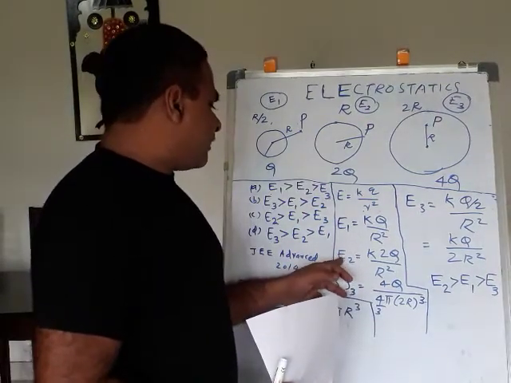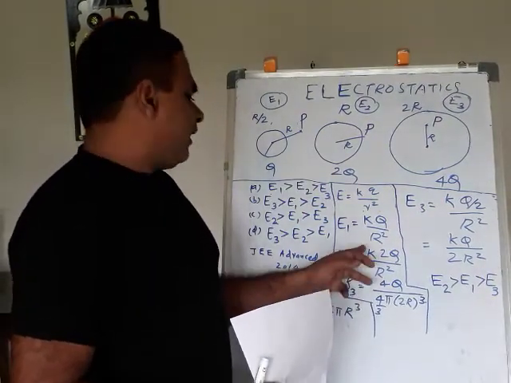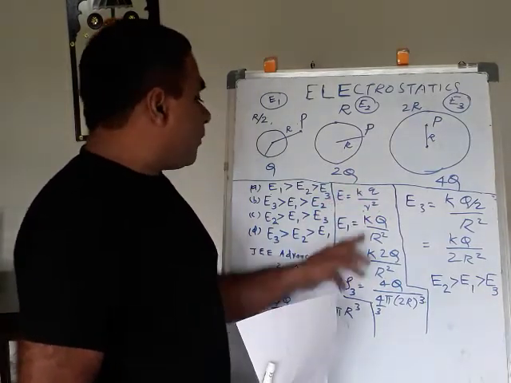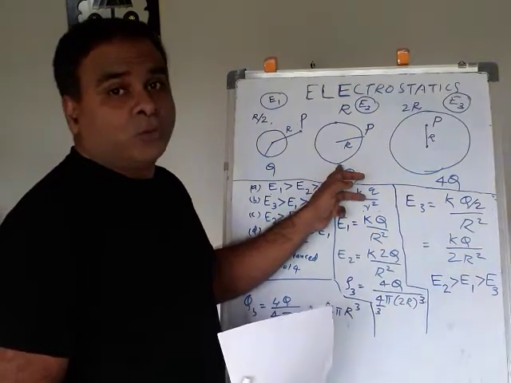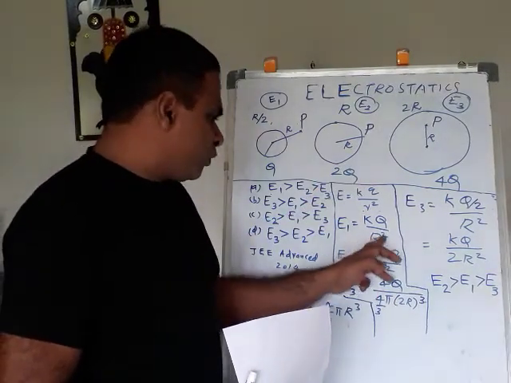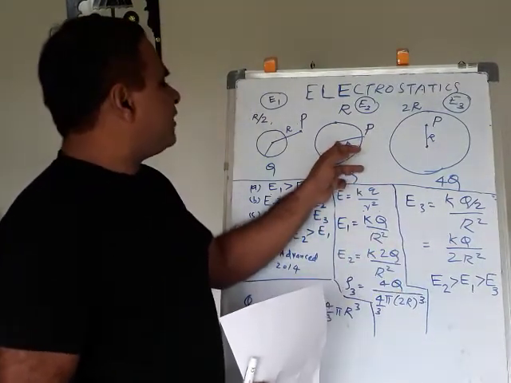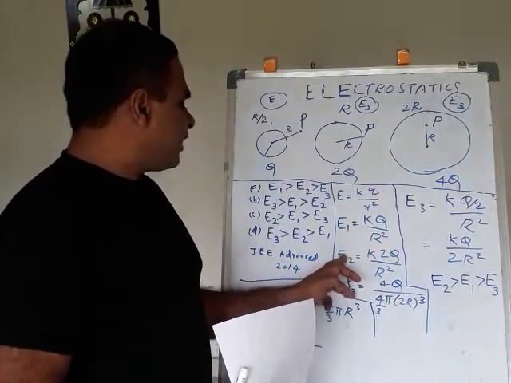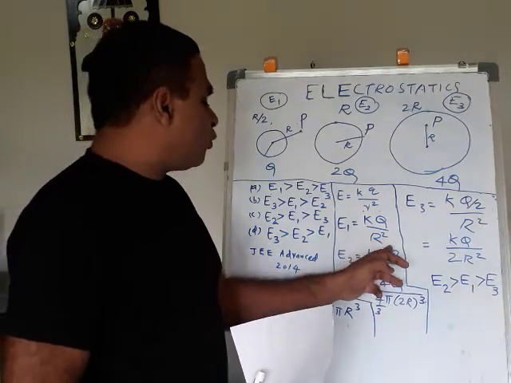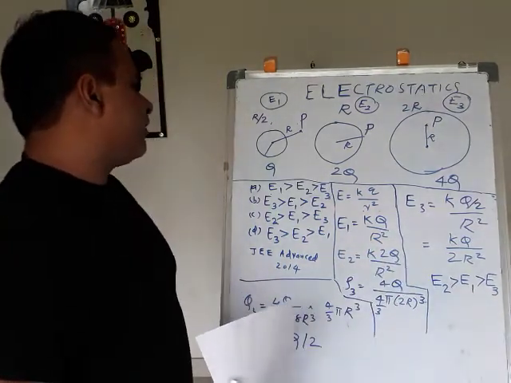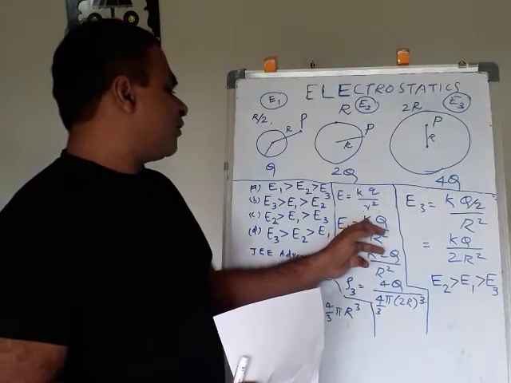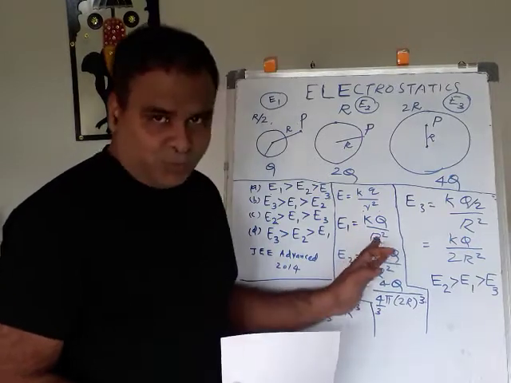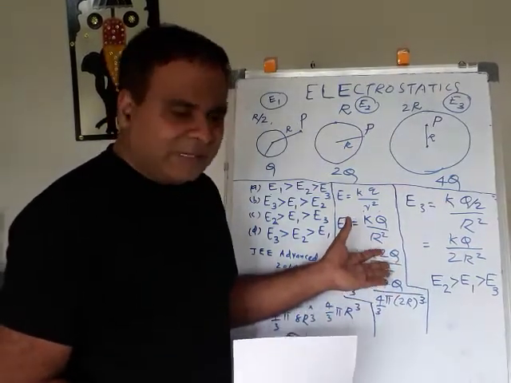The second sphere, it is E2. E2 is again KQ by R square, but here Q is 2Q. So K into 2Q divided by the distance, which is R. So we have written E2 is equal to K into 2Q by R square. So the first equation, E1 is equal to KQ by R square. In the second case, E2, there is a small difference. It's very simple.